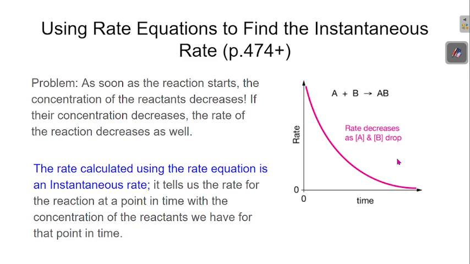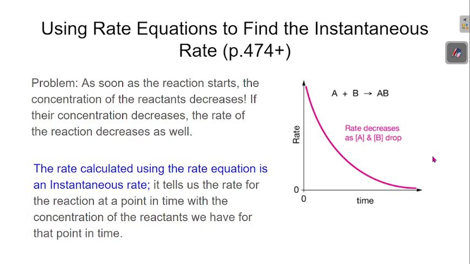So instantaneous means in that precise moment in time. We have a problem, because as soon as the reaction starts, the concentration of the reactants decreases. It's being transformed into product. So the amount of reactants is getting smaller and smaller. Here we have a graph in which we can see that the rate is also decreasing in time because the concentration of the reactants is decreasing. It slows down the reaction to have fewer reactants available to react.